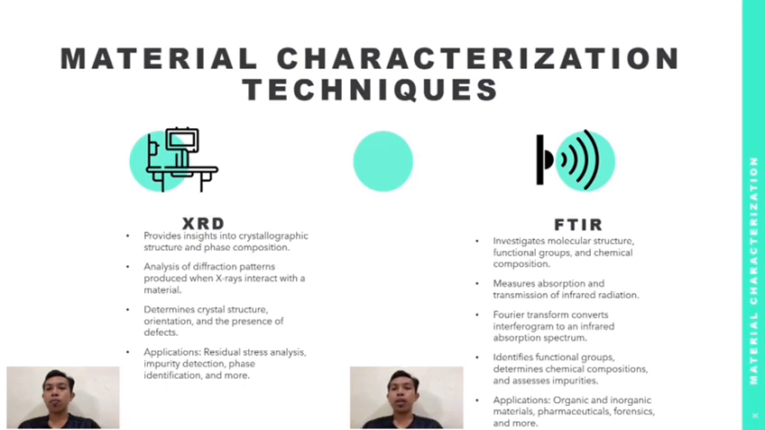Another powerful technique in material characterization is Fourier transform infrared spectroscopy, or FTIR. FTIR provides insight into the molecular structure, functional groups, and chemical composition of materials. By measuring the absorption and transmission of infrared radiation, FTIR reveals specific vibrational modes and chemical bonds present in a sample.